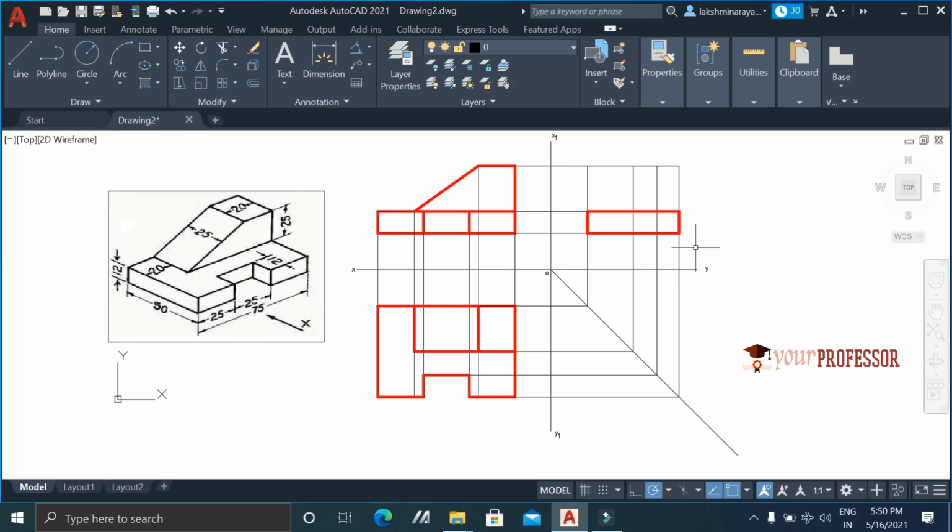Now let's draw the reduced rectangle, which is of width 25 mm. So this is nothing but 25 mm, and this is the projector line. Let's draw it. So this is the reduced rectangle.